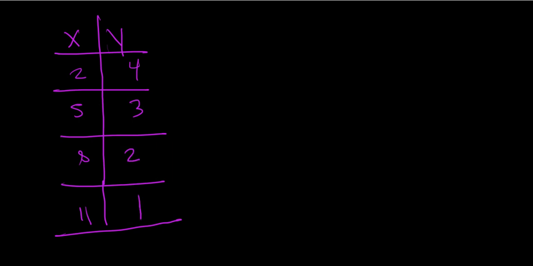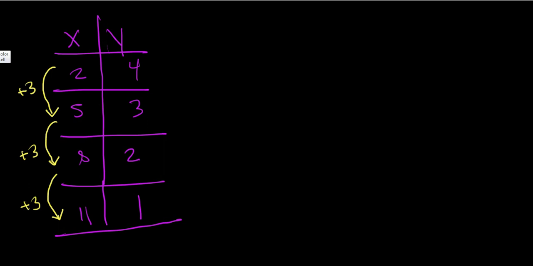Alright, now we're going to look at the difference between each x value. When we go from 2 to 5, there's an increase of 3, so we can put a plus 3. When we go from 5 to 8, there's an increase of plus 3 again. When we go from 8 to 11, there's also an increase of plus 3.